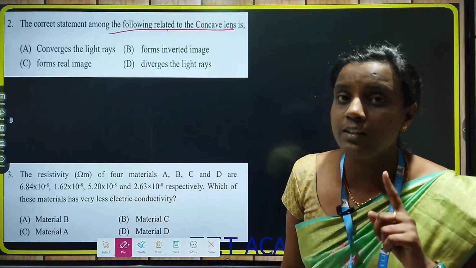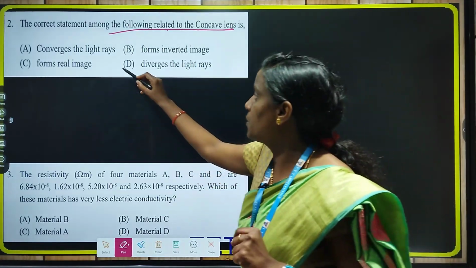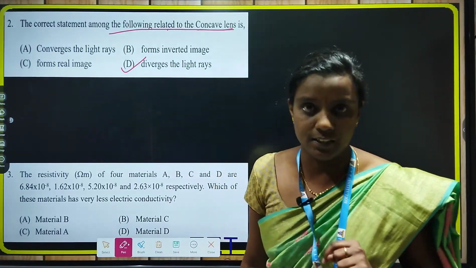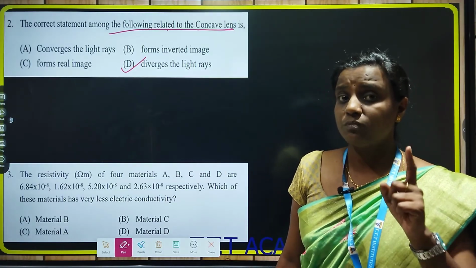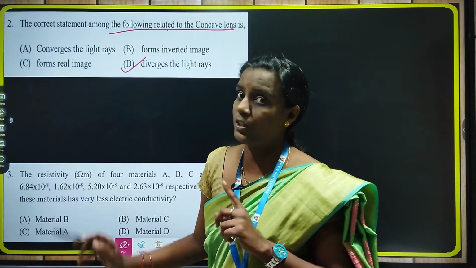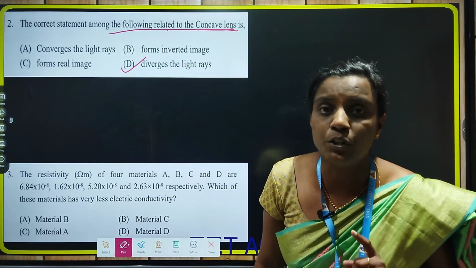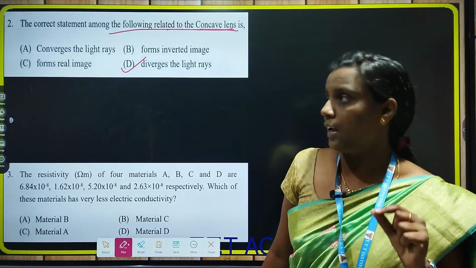See, a concave lens will always diverge the light rays. So, option D is the correct answer. If they had given a concave mirror, you would have opted for option A, converges the rays, but they have given a concave lens. So, the option is diverges the light rays.